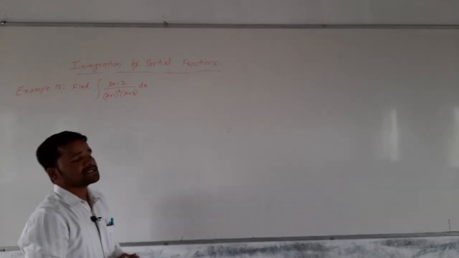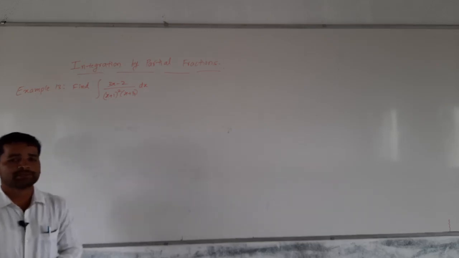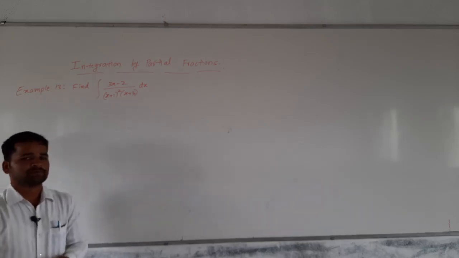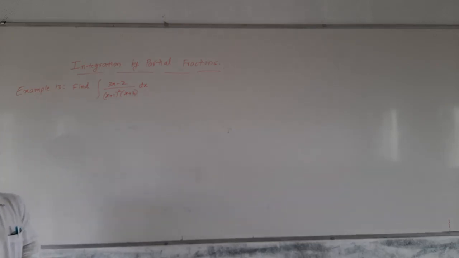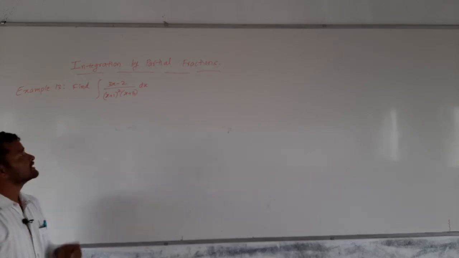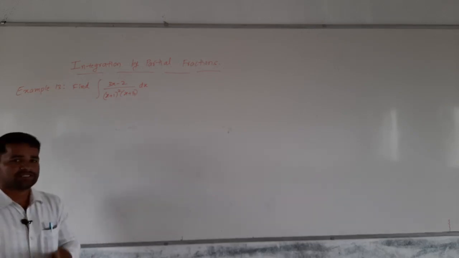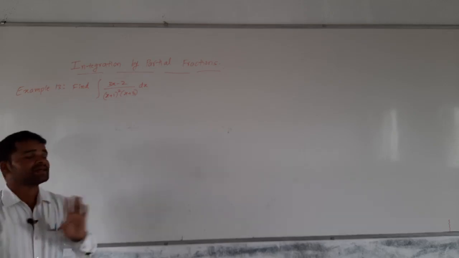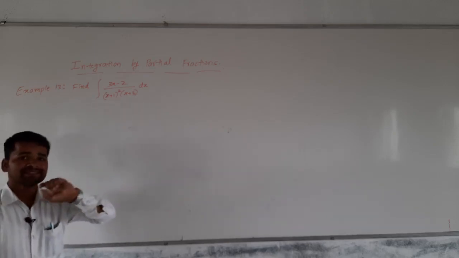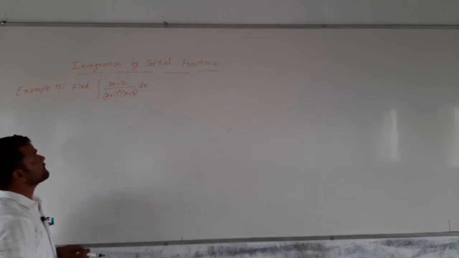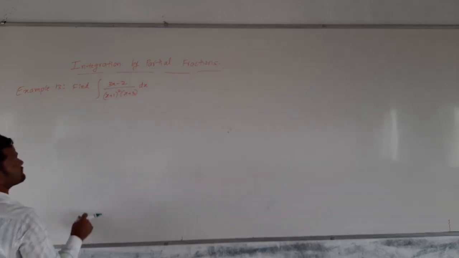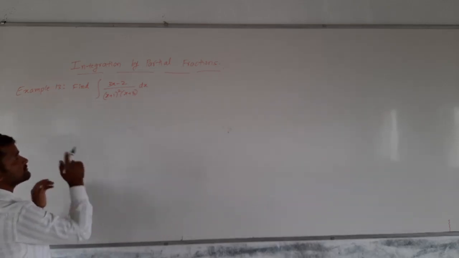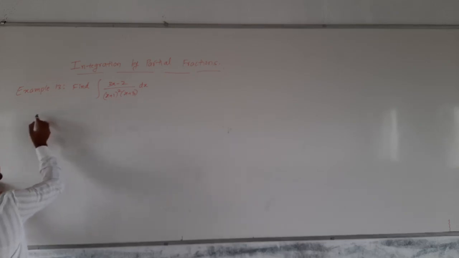Before integrating, you check whether it is in proper fraction form or improper fraction form. It is in proper fraction form because the degree of the numerator polynomial is 1 and the degree of the denominator polynomial is 3, after multiplying all those. Okay. As it is in proper fraction form, we will use partial fractions directly.